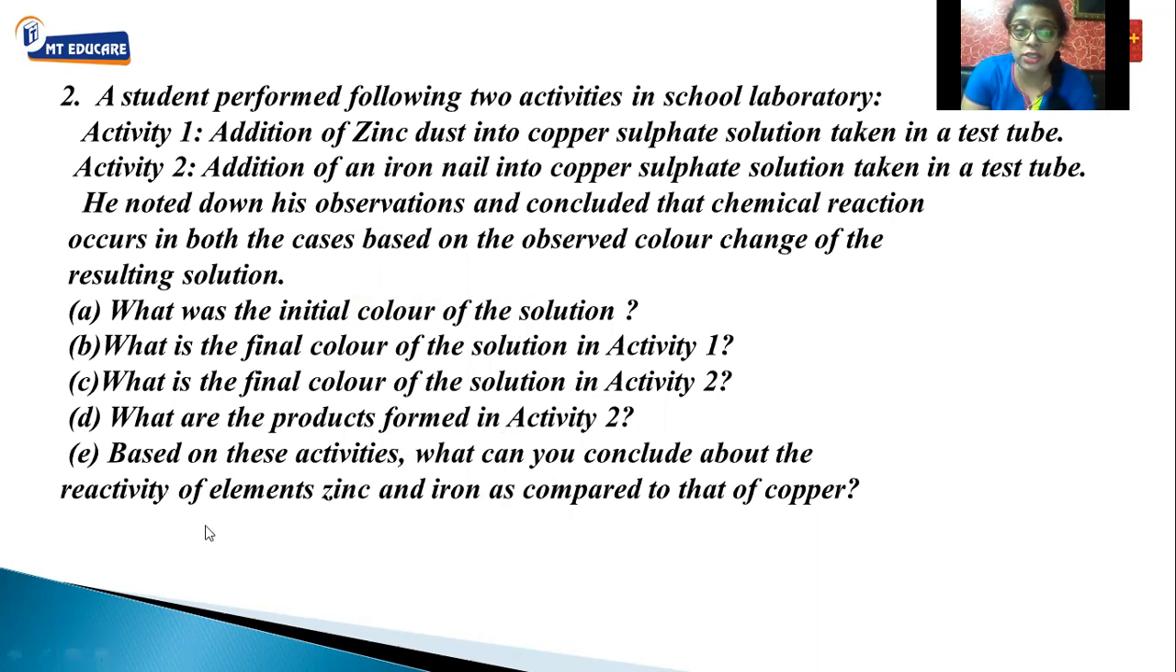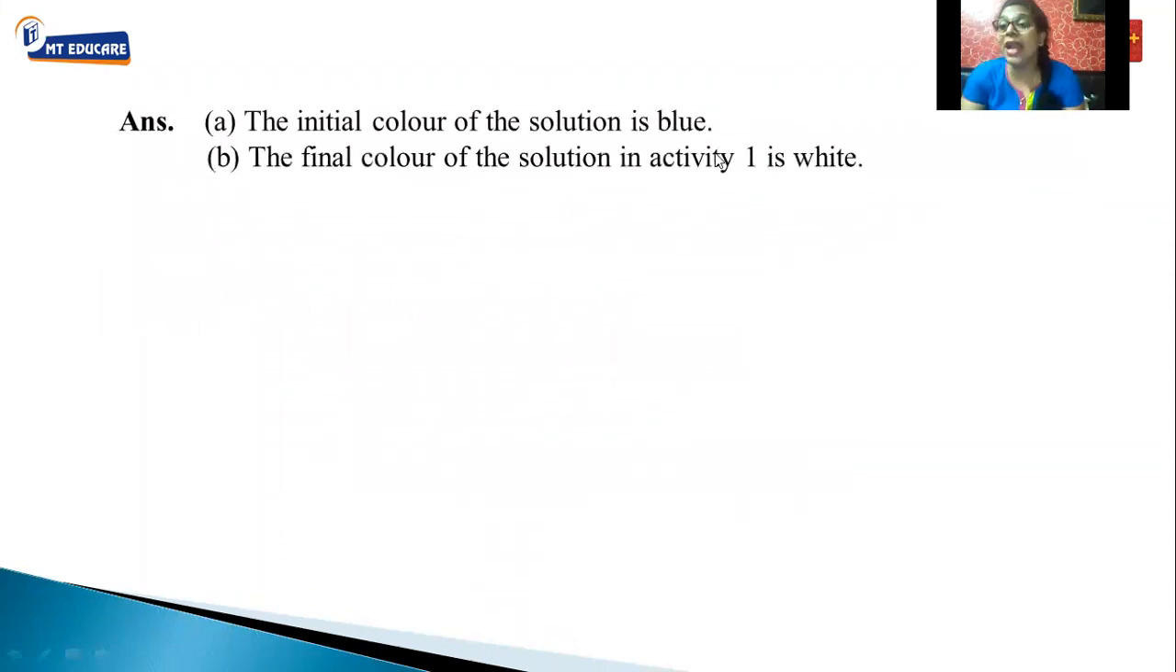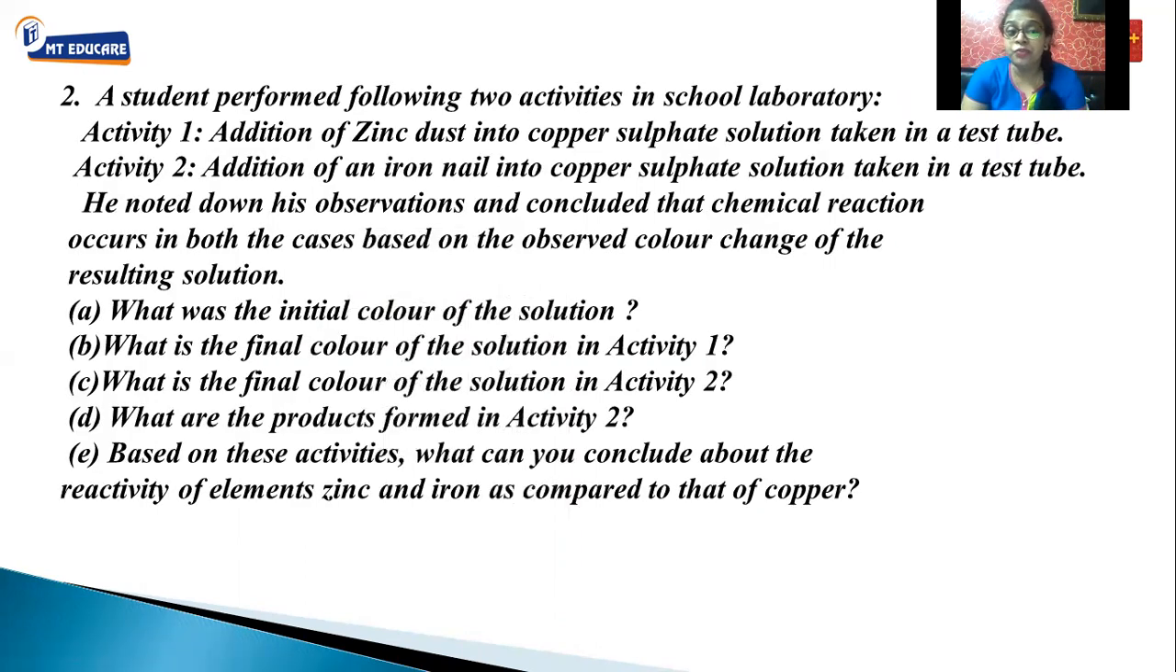Fine. So now the next question is, find what is the final color of the solution in activity 1. So zinc dust when added to copper sulfate solution, the final solution will be white, or I can say colorless. Okay, zinc dust when added in the copper sulfate results into a white, or I can say colorless solution.